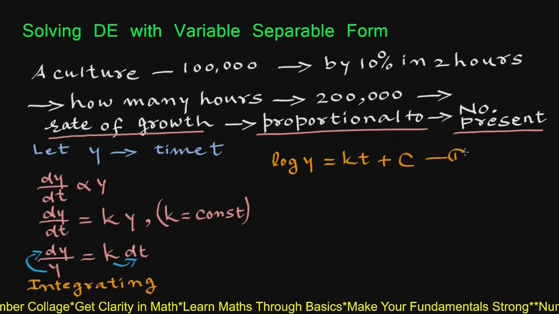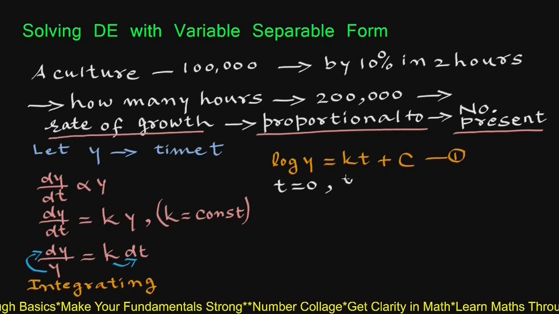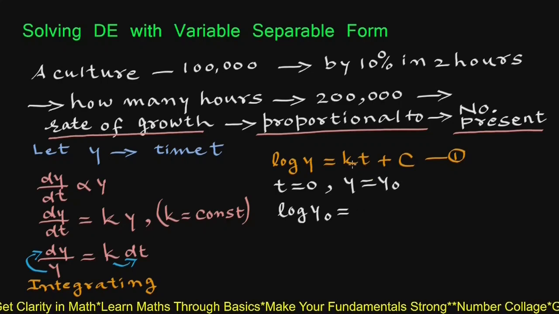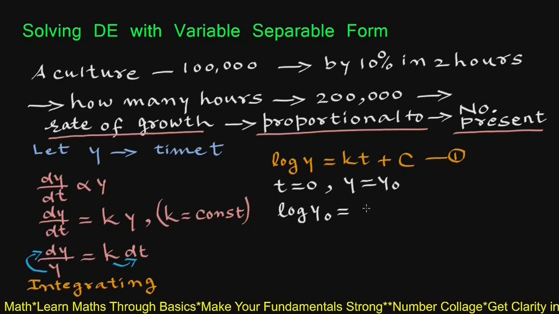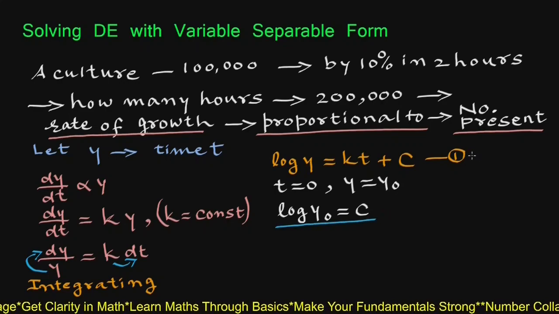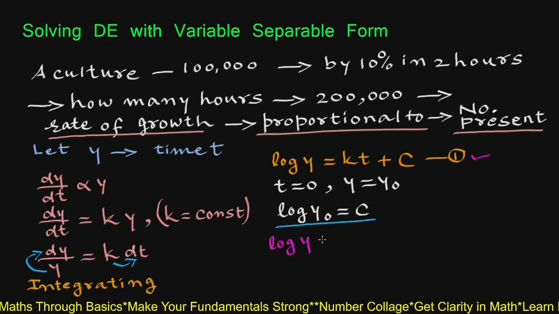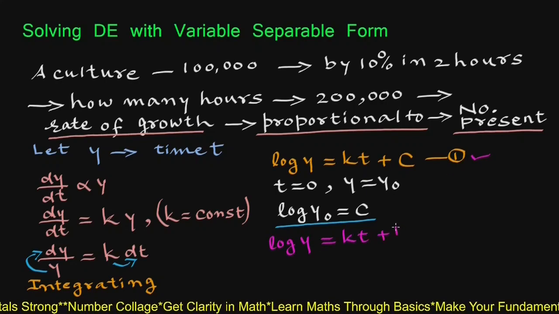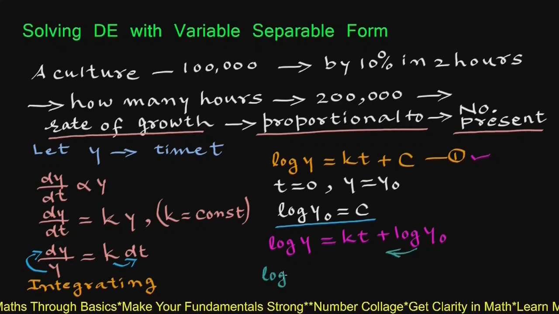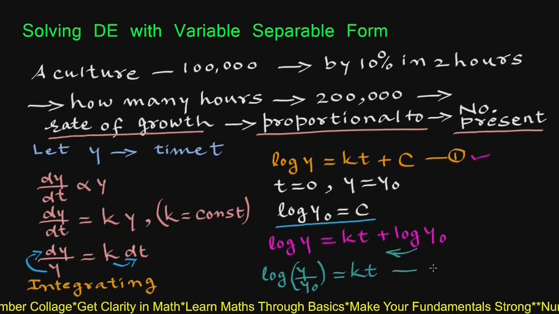We name this 1. Initially, when t equals 0, let the quantity be y0. So log y0 equals k into 0 plus c, that is c. c equals log y0. So general solution 1 becomes the particular solution log y equals kt plus log y0. Taking log y0 to the left hand side, log y upon y0 equals kt. We name this equation 2.